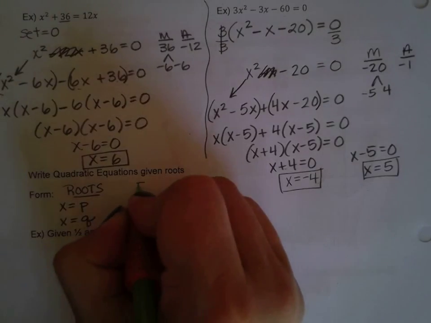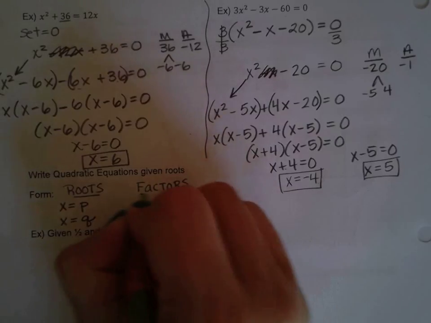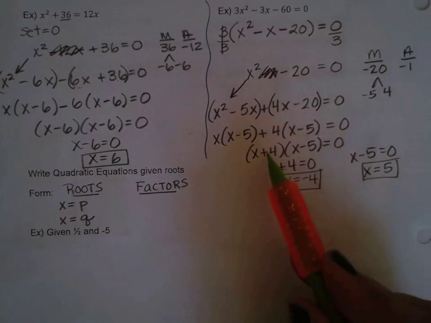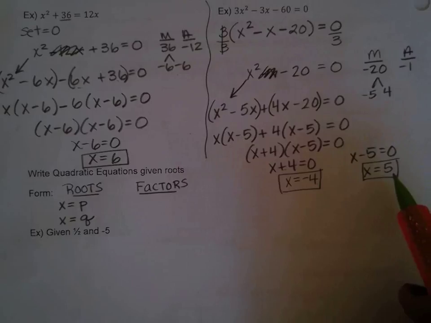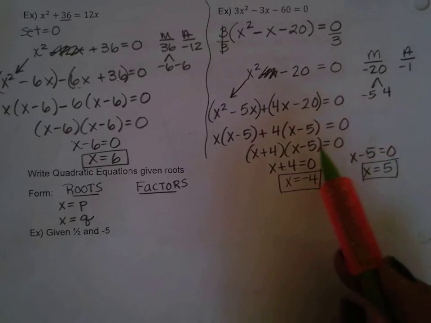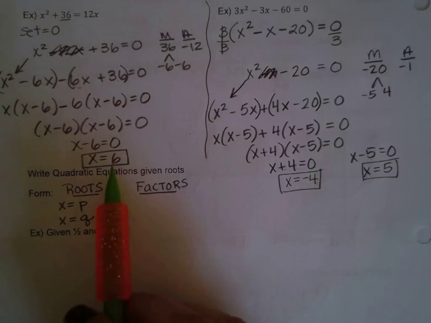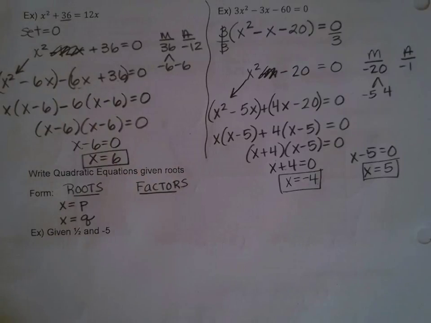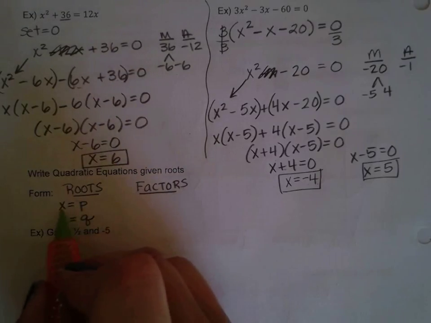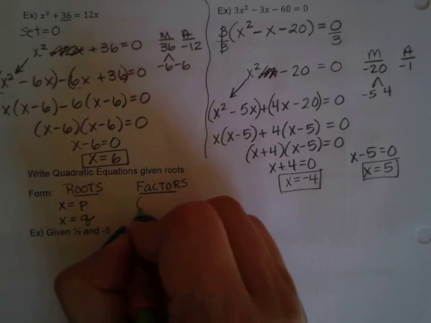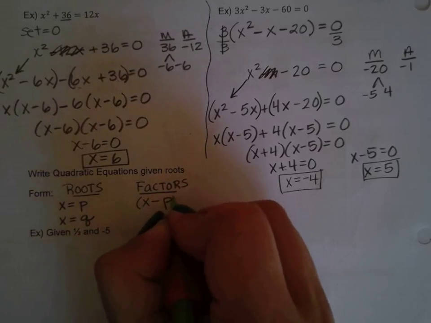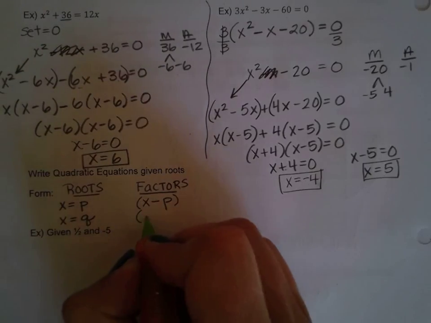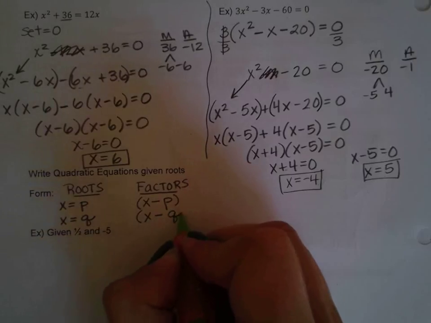The factors for those roots, if you notice, if the answer was negative 4, the factor was x plus 4. If the answer was 5, the factor was x minus 5. Same over here. If the answer is 6, then the factor is x minus 6. So over here, if the root is p, the factor will be x minus p. And if the root is q, then the factor will be x minus q.